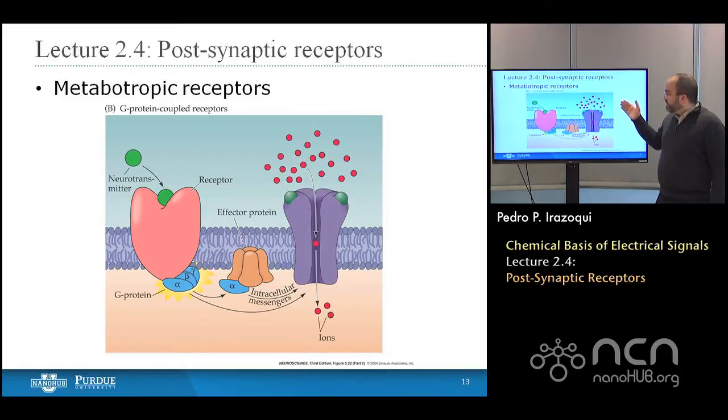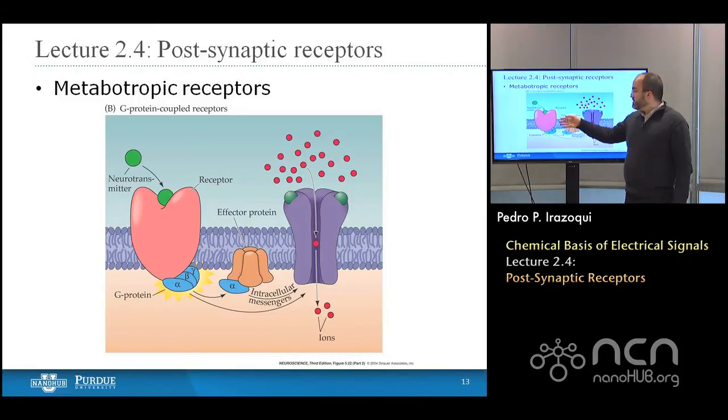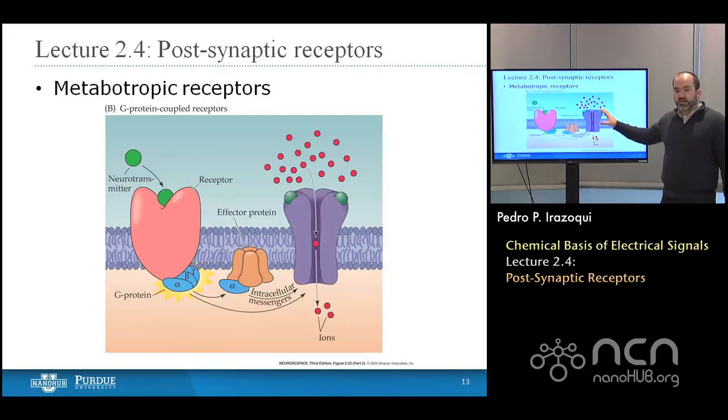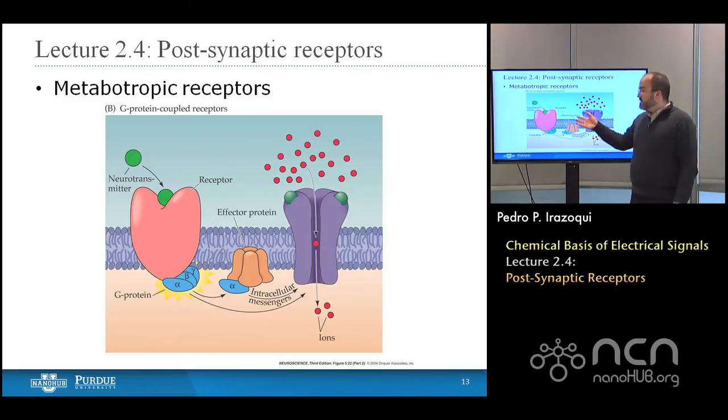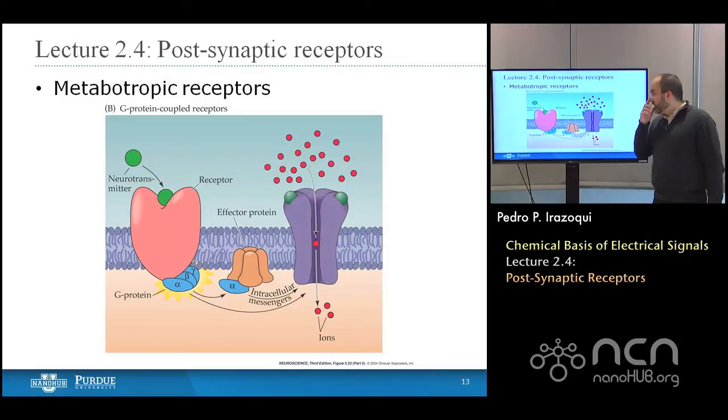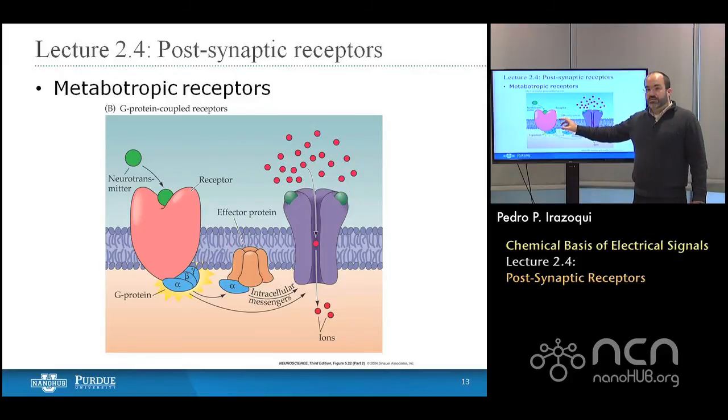So you have a number of steps, and because you have a number of steps, you would expect that the velocity, the speed with which this part of the membrane would respond to a neurotransmitter, would be slower than in the case of an ionotropic receptor, and you'd be right. This is a slower effect. But the flip side of that is that you have gain. This is an example of biological gain.